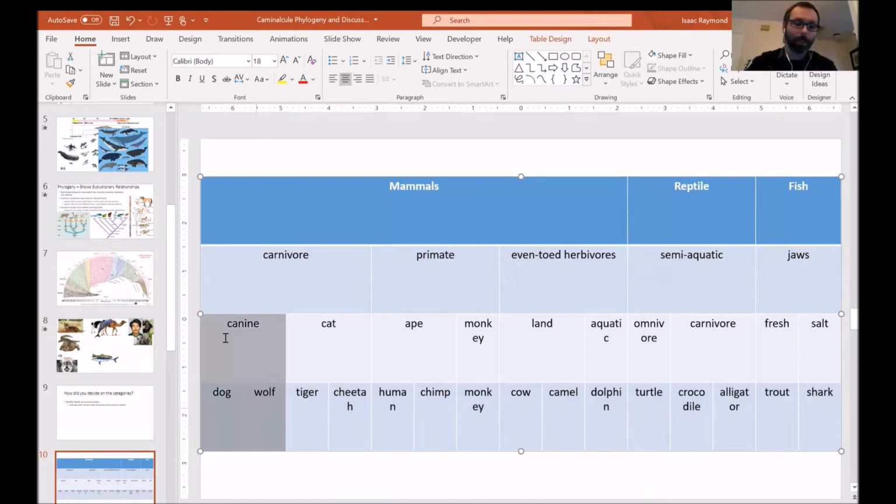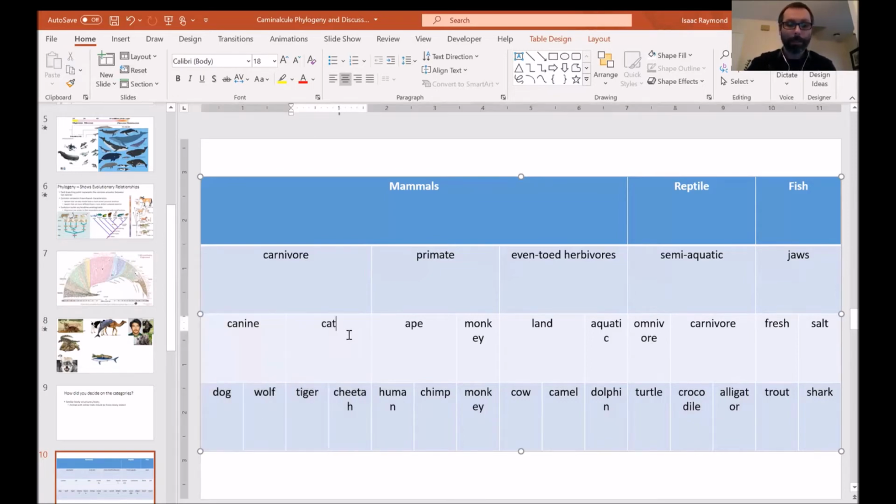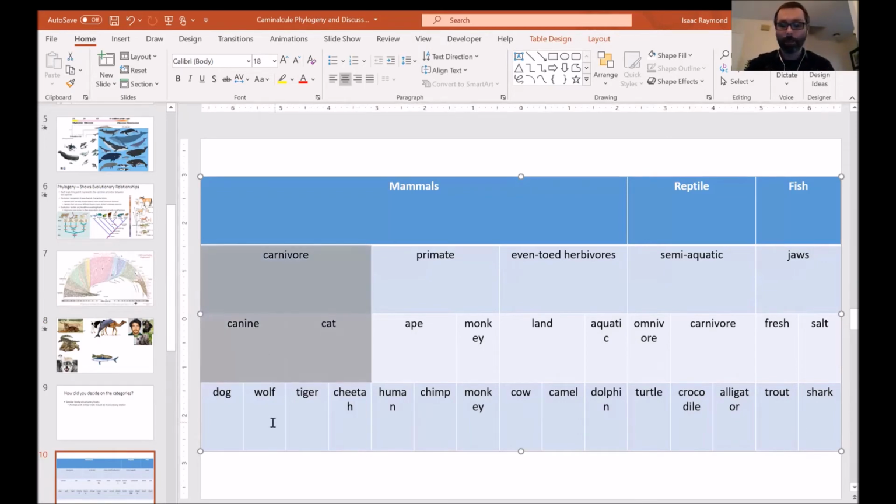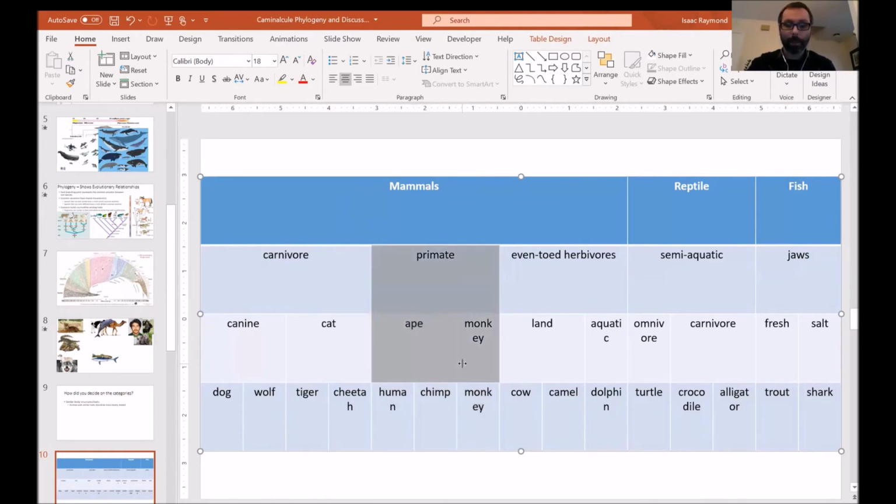So like the wolf and the dog, they're in the canine group, they're the dog group. The tiger and cheetah are in the cat group. But cats and canines are types of carnivores. So they all go in the carnivore group, right? And then these are all versions of mammals, so they all go in the mammal group, of course, too, right? Humans and chimps are apes. Monkeys are not. But apes and monkeys are types of primates.